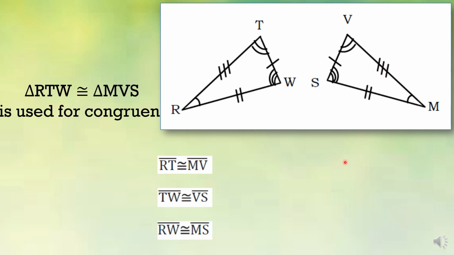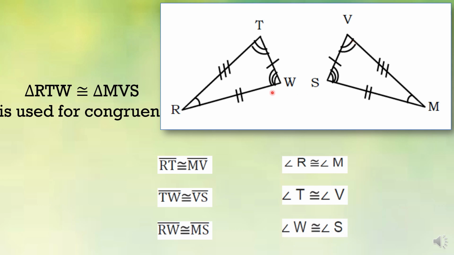And for the angles, angle R is congruent with angle M. Angle T is congruent with angle V. And angle W is congruent with angle S. Still, congruent angles have the same special markings. Okay?